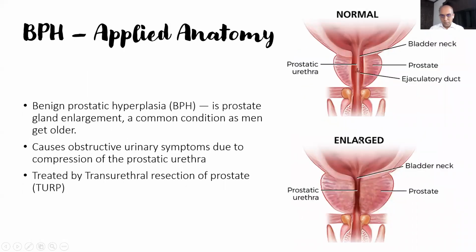Next, with relation to the prostatic urethra, you have the applied anatomy, which is benign prostatic hypertrophy. This is how a normal urethra looks. This is how the prostatic urethra looks when there is benign prostatic enlargement: there is occlusion of the prostatic urethra, rendering elderly males to have difficulty in voiding and controlling urine. This is usually surgically treated by transurethral resection of the lateral lobes, transurethral resection of the prostate.